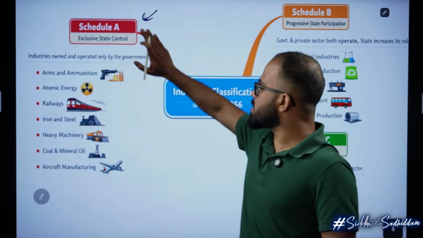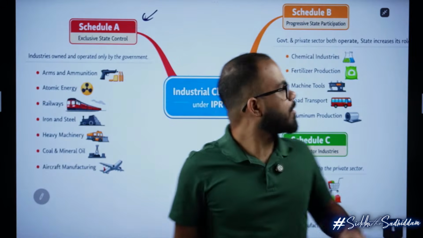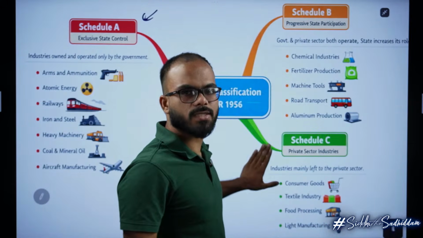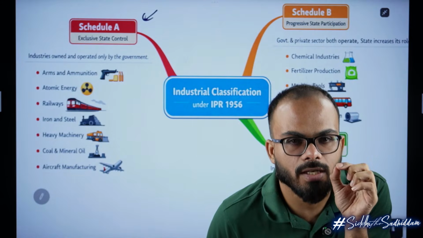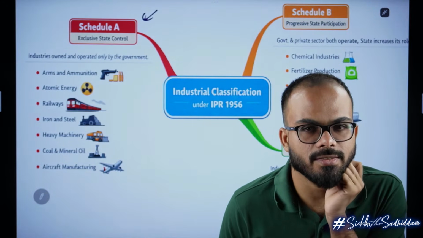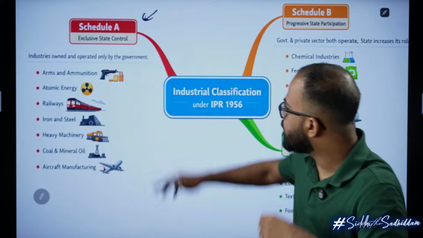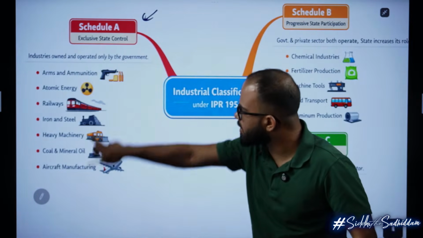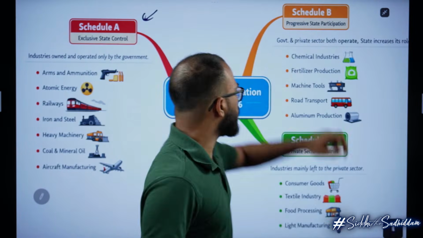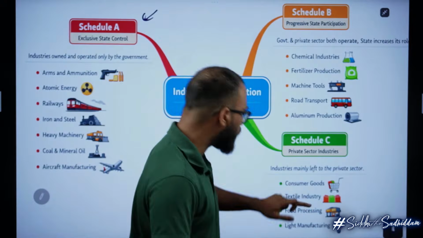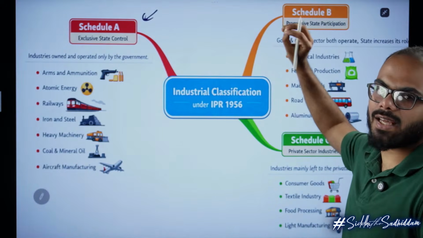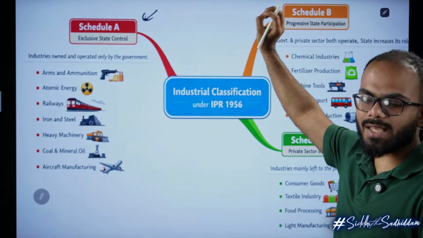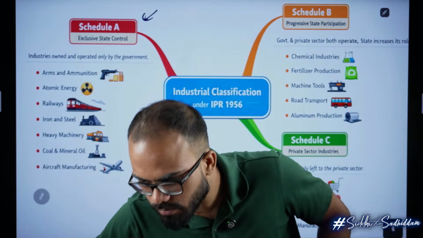There are three schedules: Schedule A, then you also have Schedule B followed by Schedule C. In the exam, they can ask you what is Schedule A, what is B, what is C. They can also ask you which of the following industries are present in Schedule A, which of the following industries are in Schedule B, what industries are present in Schedule C. So this image that is there in your notes, this mind map, is extremely important for you.